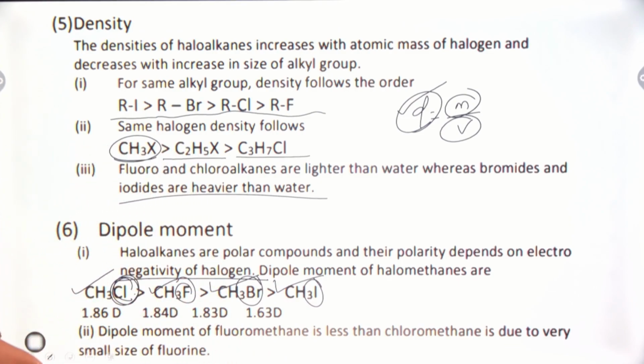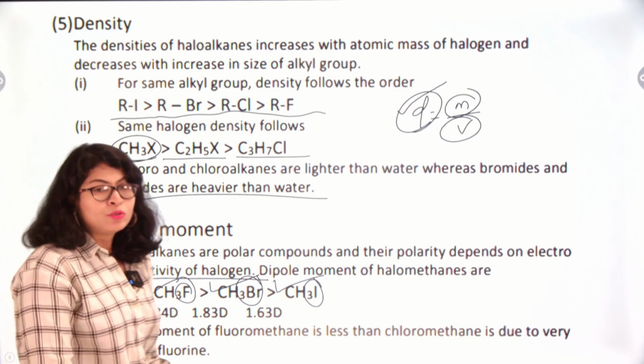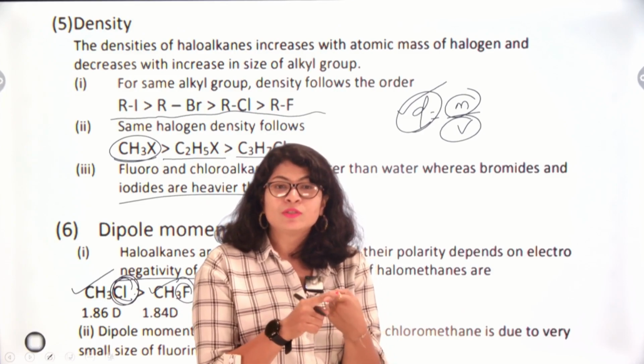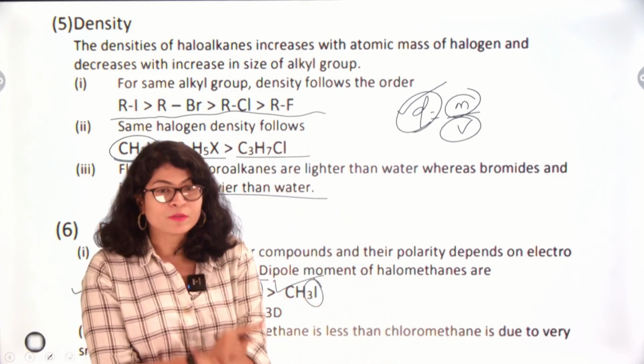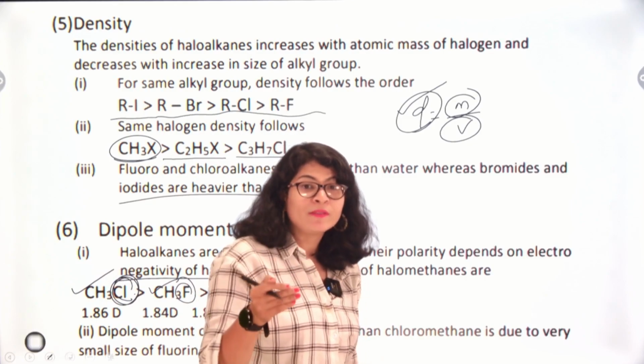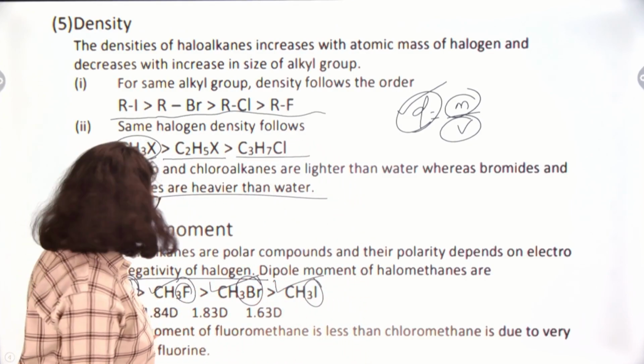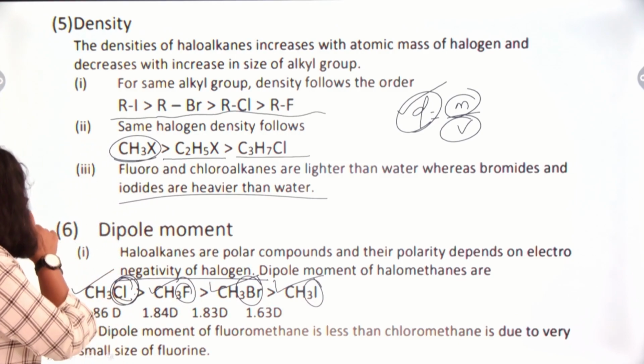The dipole moment of fluoromethane is less than chloromethane due to the very small size of fluorine. Due to the smaller size of fluorine, the dipole moment order in case of CH3Cl and CH3F is getting reversed. Although fluorine is more electronegative than chlorine, it takes up the second position in the series.